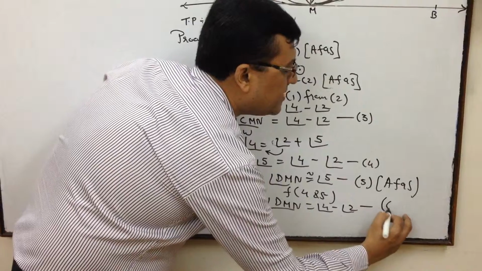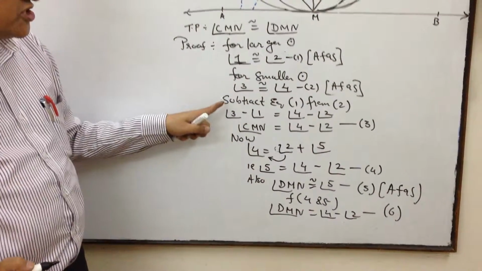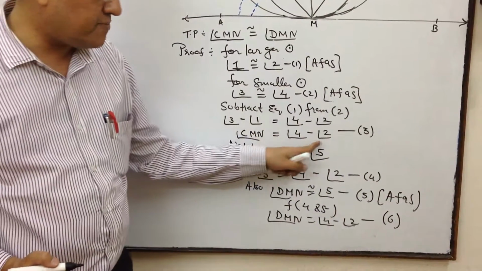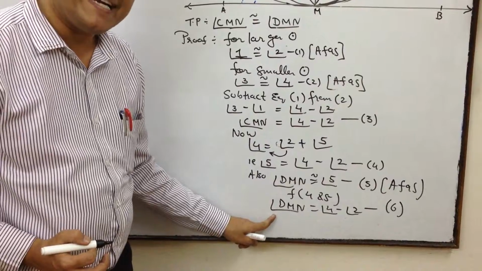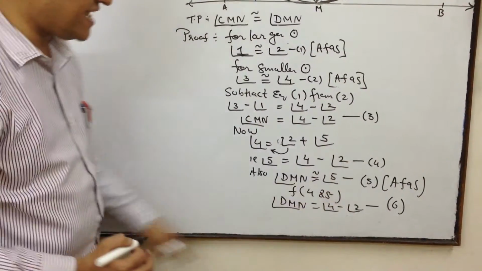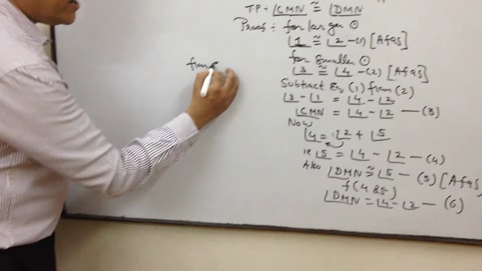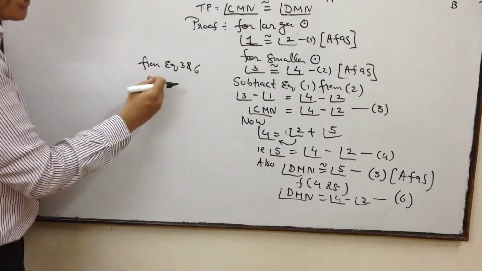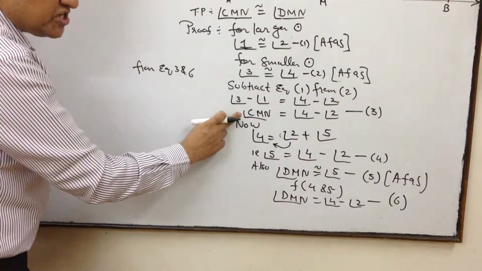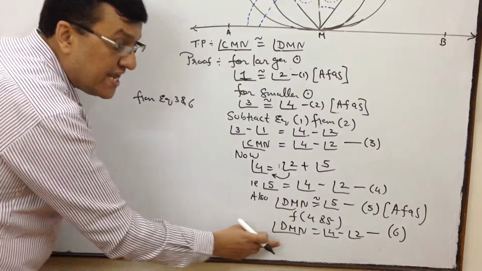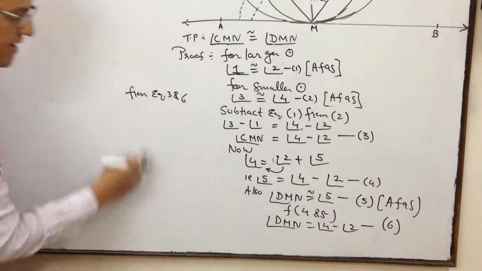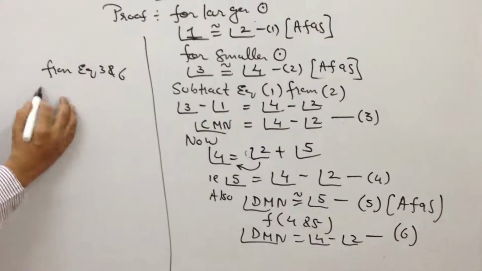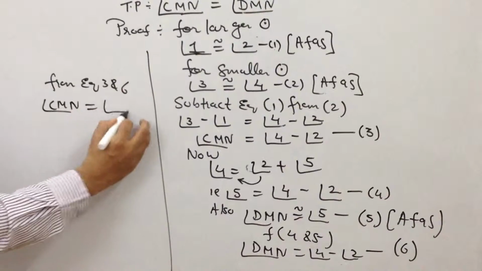Let me give this as equation number 6. Now students, just pay attention to equation number 3. It was CMN, which was 4 minus 2. Now eventually we got DMN also as 4 minus 2. I'm writing on the left hand side to make you understand. Equation 3 is CMN, which is 4 minus 2. Equation 6 is DMN, which is again 4 minus 2. So from equation 3 and equation 6, I can say CMN is equal to DMN.